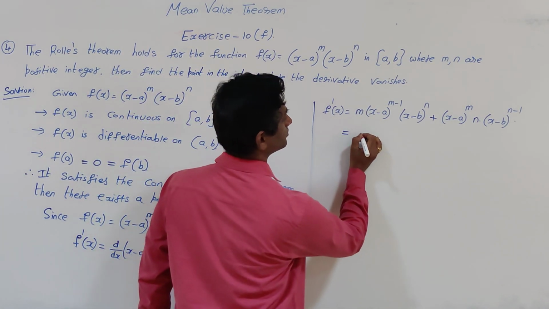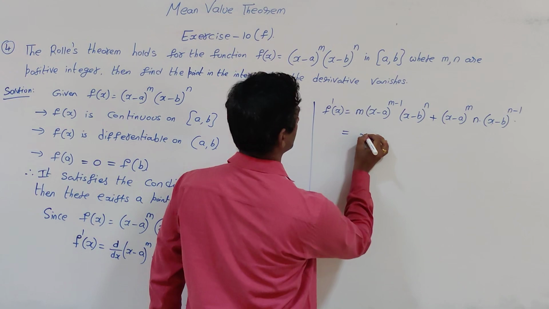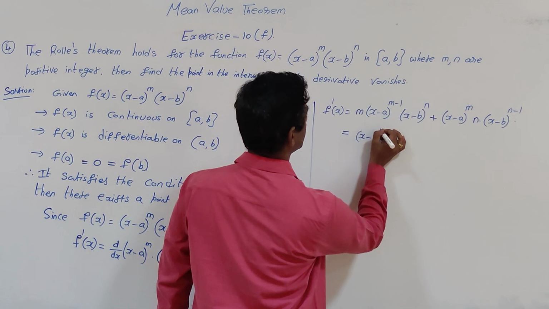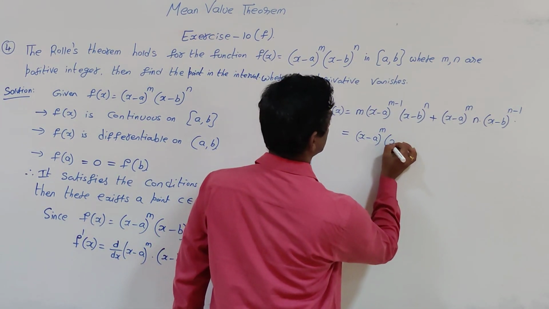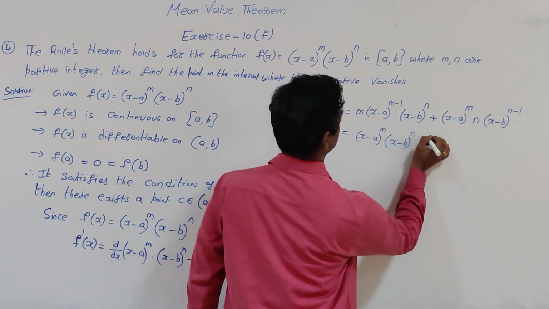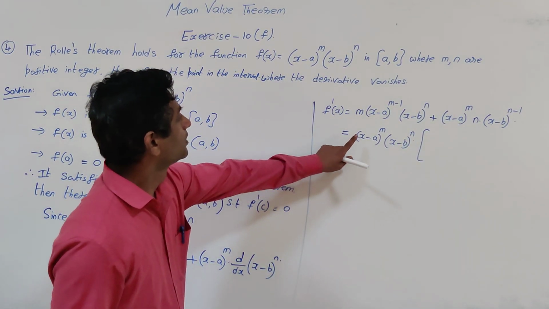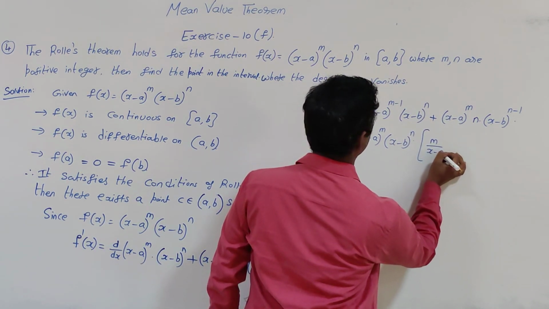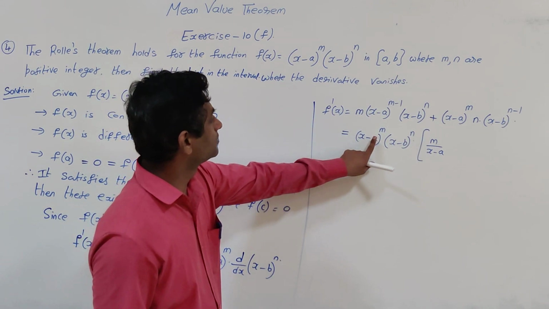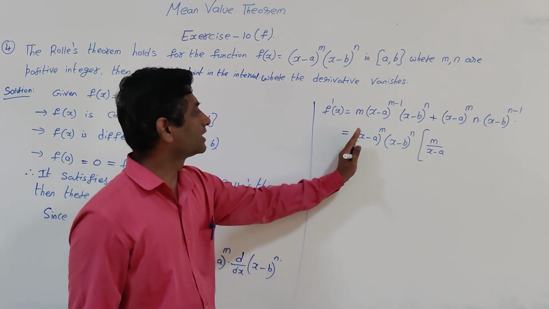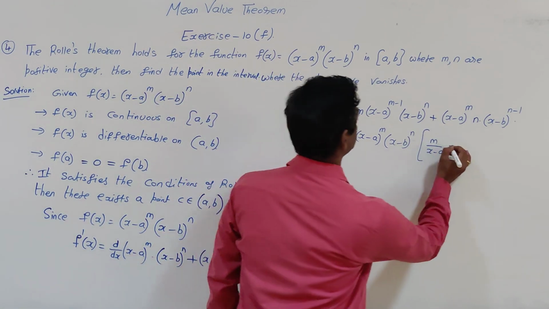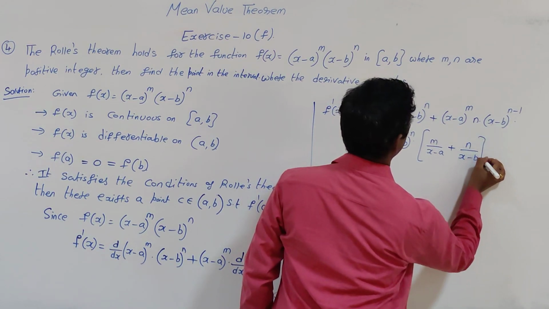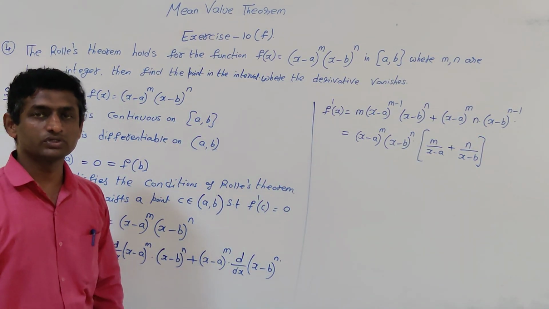So, is there any common factor we can take? x minus a whole to the power of m we can take, and x minus b whole to the power of n we can take. So what will be left over? m by x minus a, because we have taken m minus 1 and already taken m, plus n by x minus b. So that is the derivative of the given function.